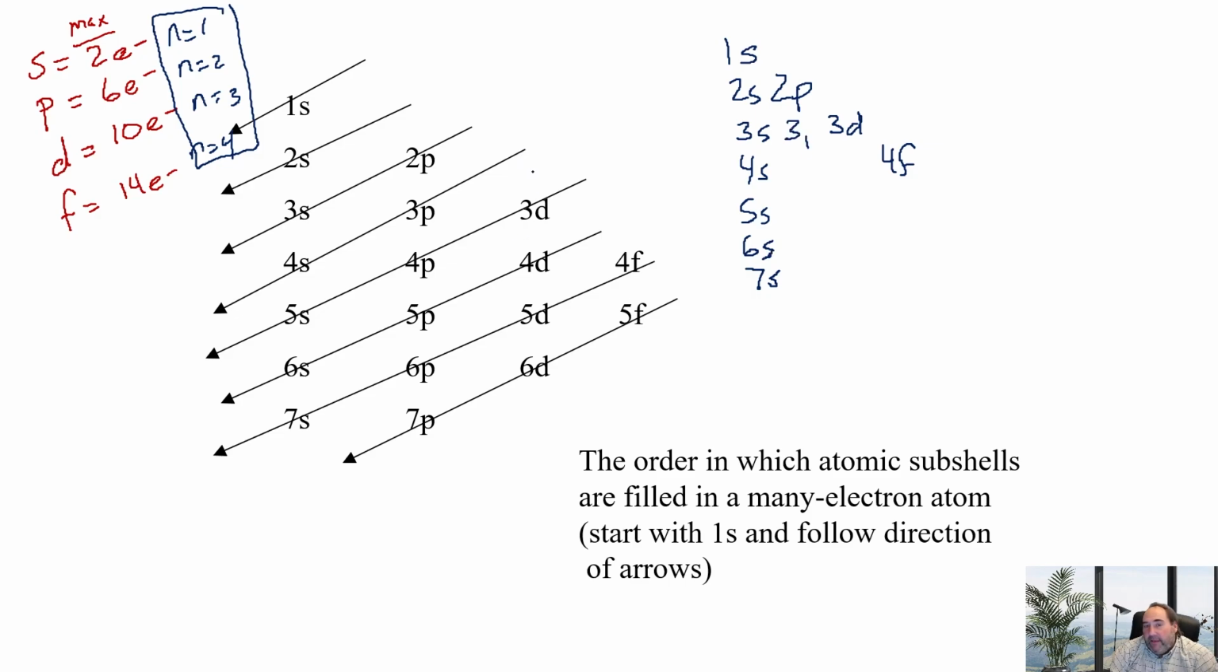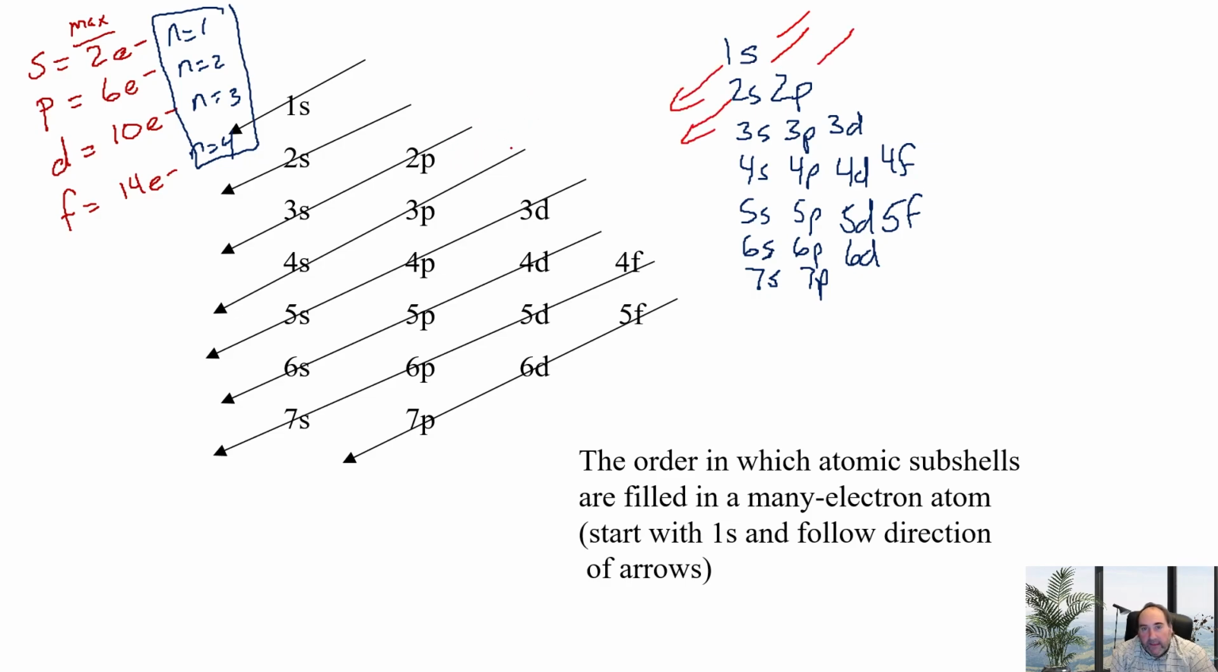Then you go 2p, 3p, 4p, 5p, 6p, 7p, 3d, 4d, 5d, 6d, 4f, 5f. And now you basically recreated what you need here. You could add in your arrows, remembering to always start up here. So you again go this way, this way, this way, this way, and so forth as you go across. So that is how you can recreate it for yourself really quickly on the paper.